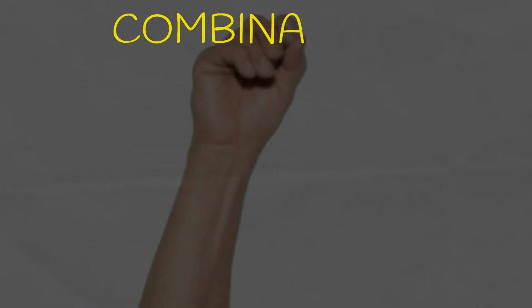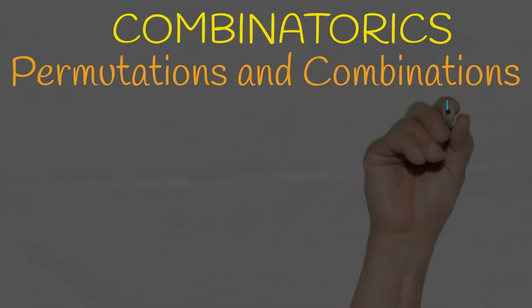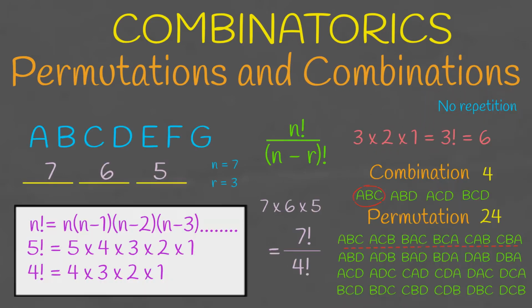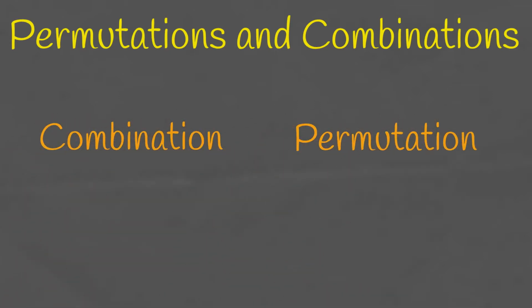In this video, we're going to introduce combinatorics. We're going to talk about permutations and combinations with no repetition. We're going to talk about the difference between a combination and a permutation, and we're going to show how the formulas are derived. Right, so firstly, what's the difference between a combination and a permutation?